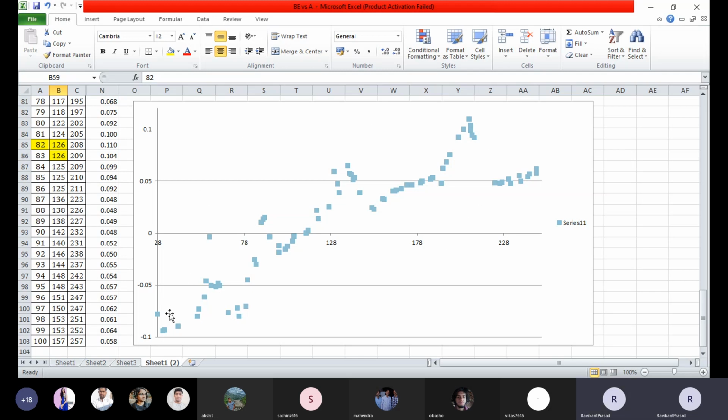लाइटर न्यूक्लिया में उस पीक को सर्च करना बहुत डिफिकल्ट है, it is very difficult, but in heavy nuclei you can always find these peaks are existing, and these peaks are existing at magic numbers only.